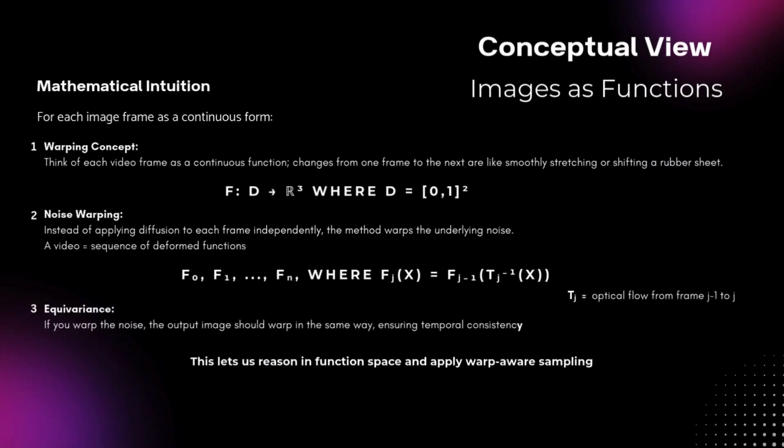The core intuition behind Warped Diffusion is to treat videos as a sequence of spatially warped images. Imagine an image as a continuous function, like a rubber sheet. When you pull or twist it, the deformation is smooth. A video is then a sequence of functions where each frame is generated by applying a spatial transformation to the previous frame. In simple terms, if you warp the noise, the output should warp in the same way. This is what we mean by equivariance.